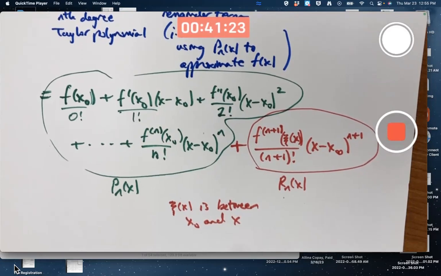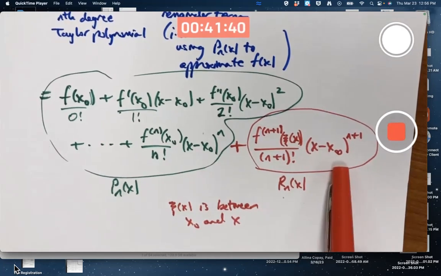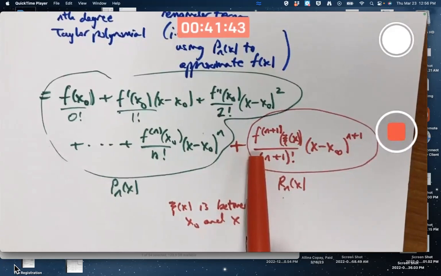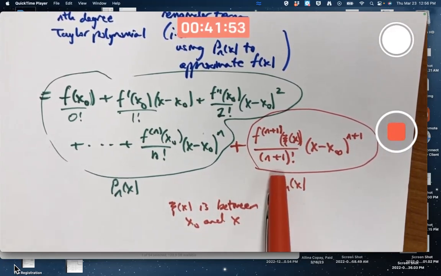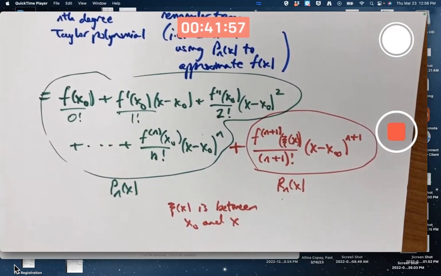Do notice that if x is close to x0, like really close, 0.1, 0.01, 0.001 apart, that difference is going to be small. And when you raise a small number close to zero to a large power, this is going to be small. Now, that derivative could be a large number, but maybe it's not super large. Maybe, in fact, the derivative is bounded on whatever interval you're talking about. You're dividing by a large number, n plus 1 factorial. In general, when n is large, this is a small quantity, if your interval at least is bounded.